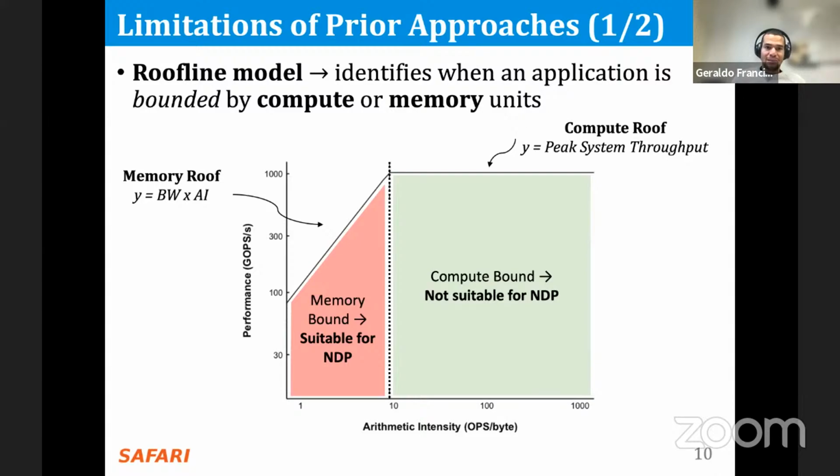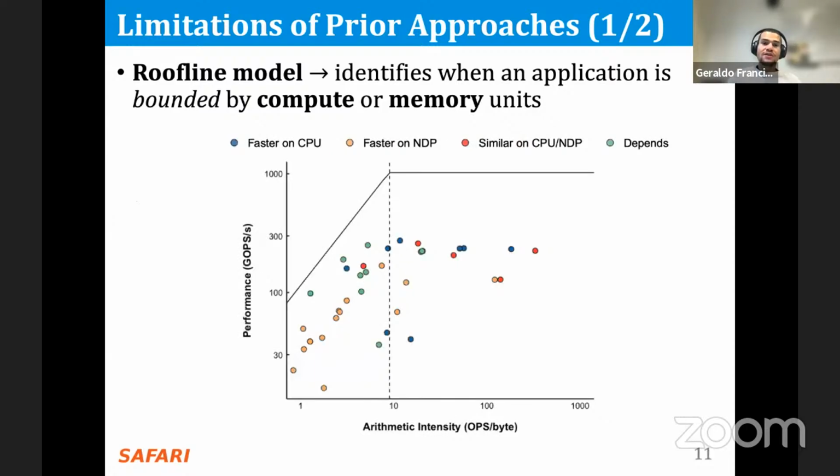Prior works have shown that applications that lie below this memory roof are memory intensive and can benefit from data processing offloading. So we use this model with more than 40 applications from many different application domains, which we are going to analyze later. We compare how such applications benefit from a general purpose data processing architecture and a baseline CPU. In the plot, we classify applications in 4 different groups.